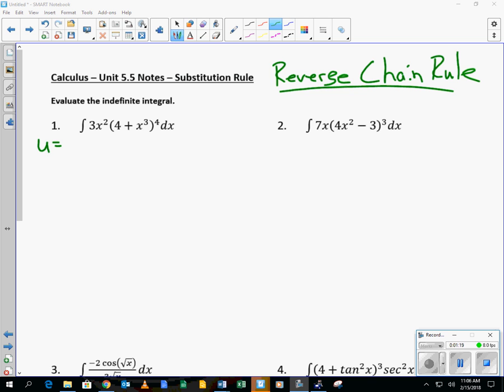So what I'm going to do is substitute, just like we would when we do the chain rule, and I'm going to make my substitution u equal 4 plus x cubed. Then I'm going to take the derivative of that. The derivative of u is du. What's the derivative of 4? What's the derivative of x cubed? dx.